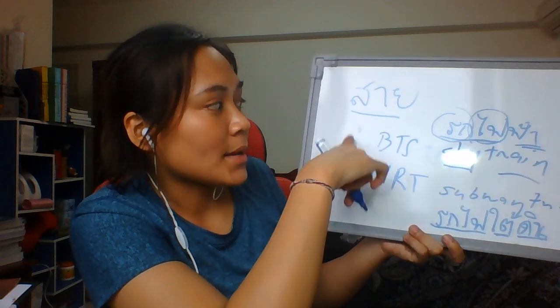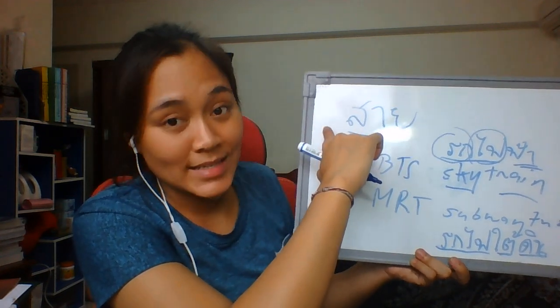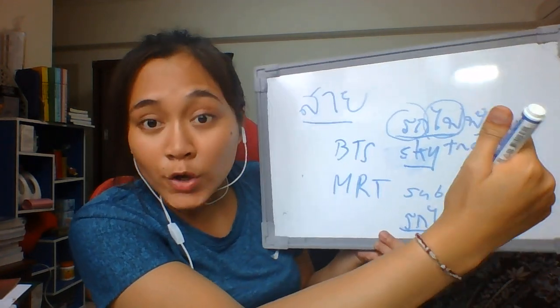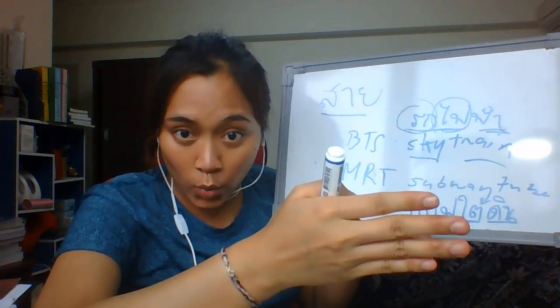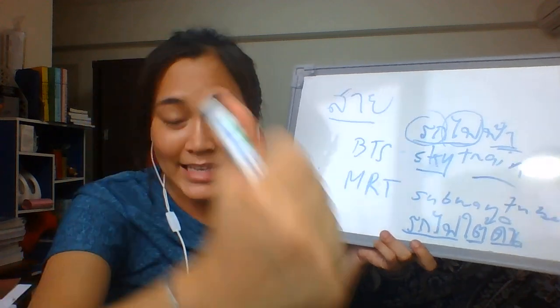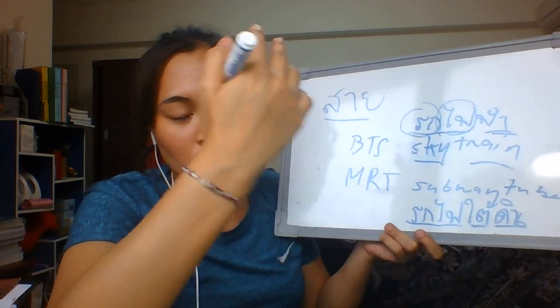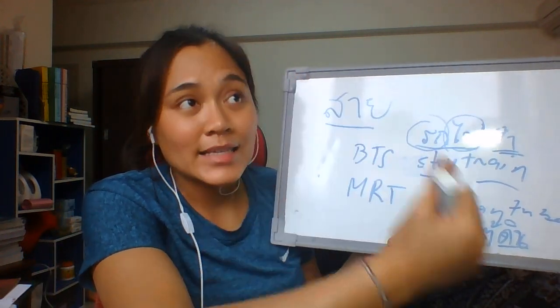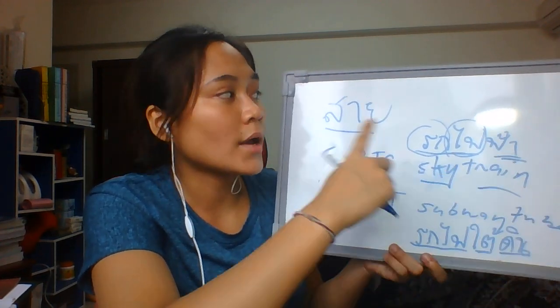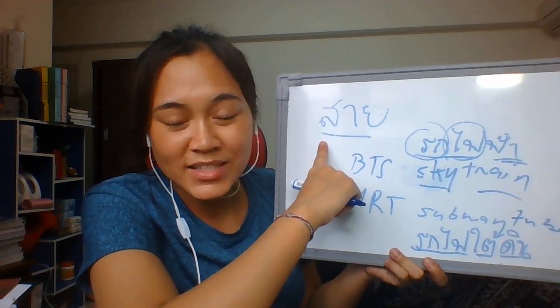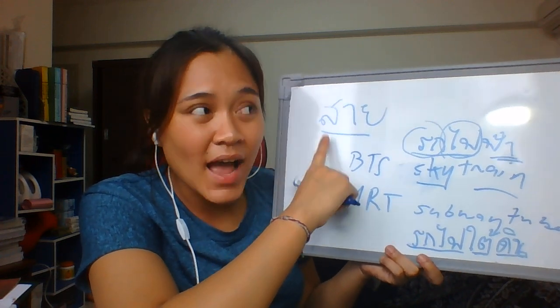For MRT and BTS, we also use the word สาย. We probably call it สายอ่อนนุช, which means this train is going towards อ่อนนุช. Or สายสีเขียว, we use the color to explain. สายสีเขียว, สายสีแดง, the green line, the red line, สายสีม่วง, the purple line. We use สาย, we don't use เส้น. We would understand เส้นสีม่วง, but we only use สาย.